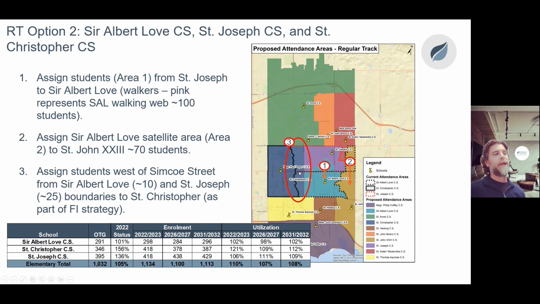Also sort of thinking about distance of these students to these three schools, and I think to get a little bit closer under this proposal.